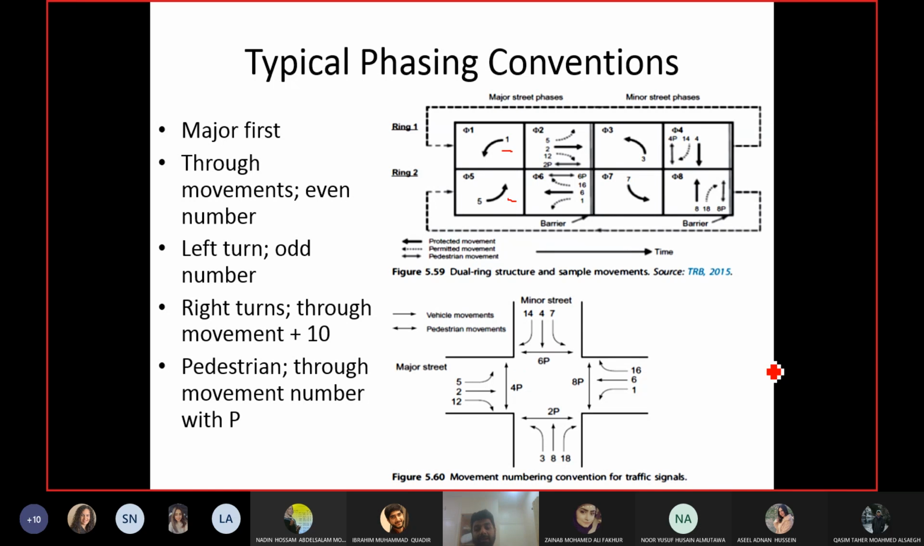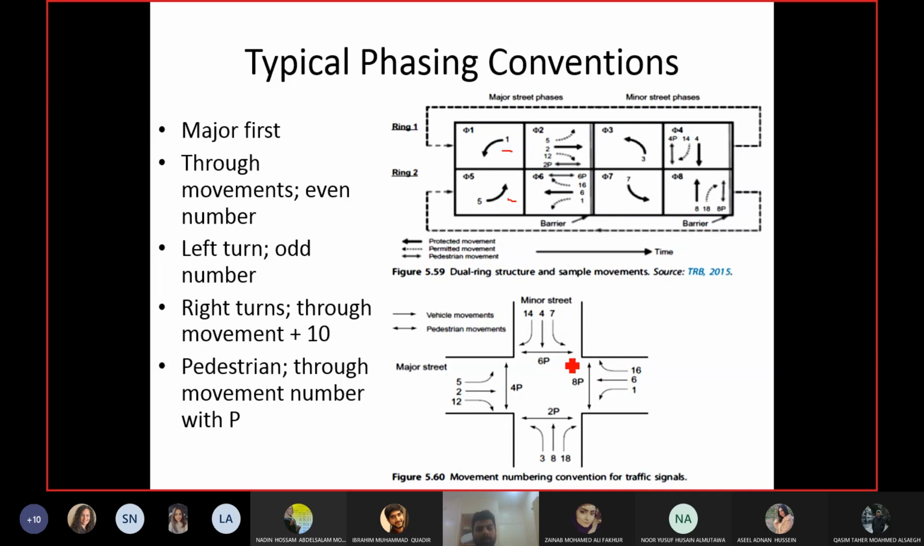For the right turning movement, we add 10 to the through coding. So you can see through is 2, right turning is 12; through is 4, right turning is 14.